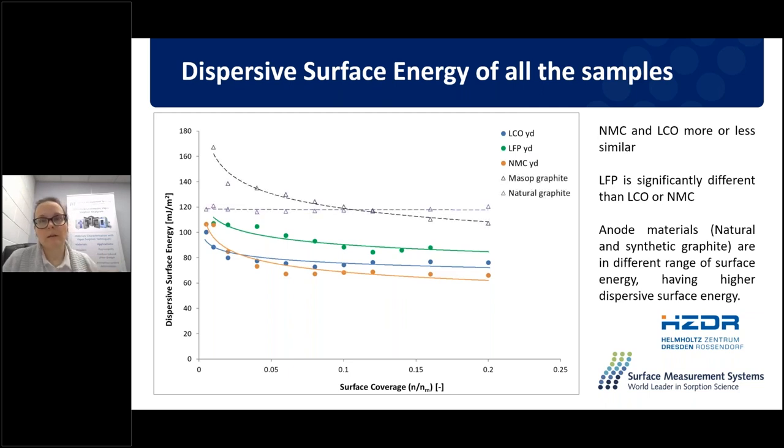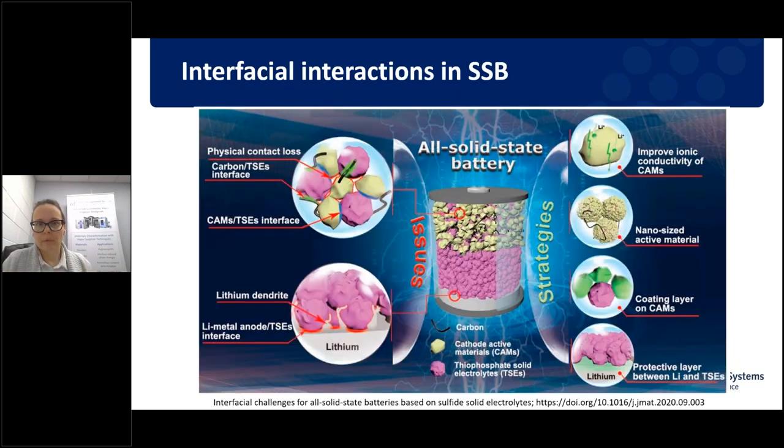Anode materials, both the natural graphite and the mesophase graphite, have significantly higher dispersive surface energies than these cathode materials. So you can see that they are not completely the same, as also Johanna highlighted, there's not really similarity in the surface energy between them.